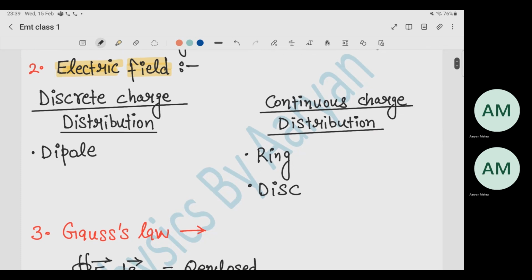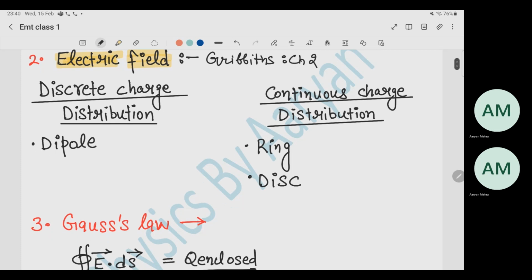So when we say electric field, number one thing that you should know is what is electric field. I assume all of you will know that. If you don't know that, start by reading the DJ Griffiths book, chapter number 2. I will suggest each one of you to read this chapter very thoroughly from the very beginning: what is electric field, what are the units of electric field, how do we define the electric field, and then find the electric field for these charge distributions.